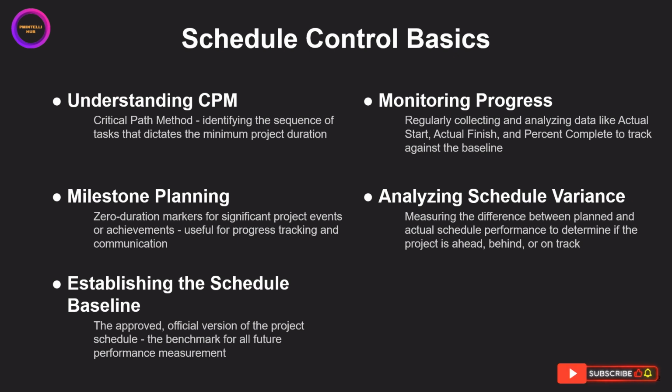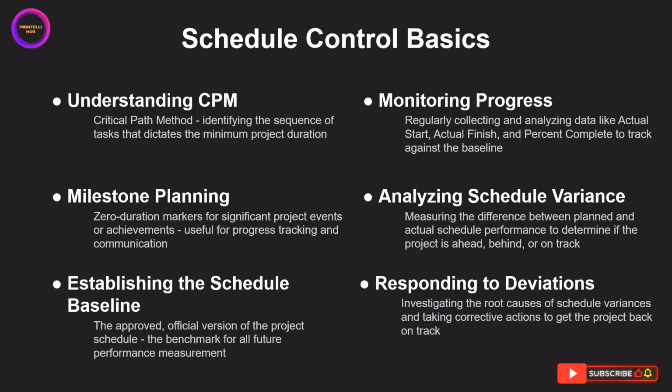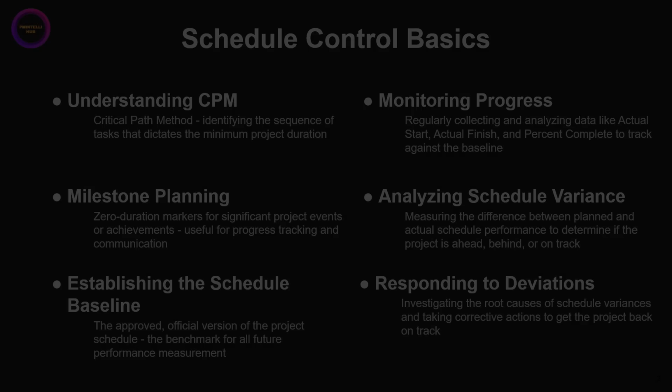Finally, knowing you have a variance isn't enough. You have to act. That brings us to responding to deviations. When your analysis shows a significant variance, you need to investigate the root causes. Why are we behind? Is it a resource issue, an unexpected problem, or was the original estimate flawed? Once you understand the why, you can take targeted corrective actions to get the project back on track. This could involve reallocating resources, adjusting the scope, or finding ways to accelerate subsequent tasks.